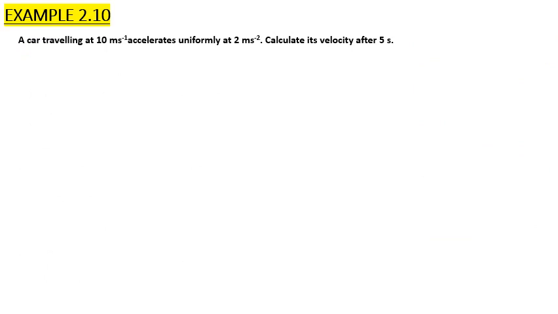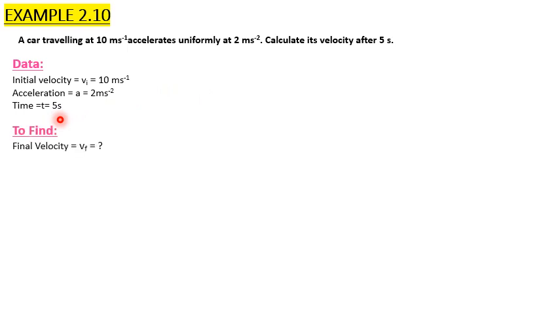This is example 2.10, in which we have a statement: a car is traveling at 10 meters per second, accelerates uniformly at 2 meters per second square, calculate its velocity after 5 seconds. So from this statement, we have the data that there is a car which is moving with initial velocity 10 meters per second. It has accelerated uniformly and the value of acceleration is 2 meters per second square. We have to calculate the velocity after 5 seconds, so the time duration is 5 seconds.